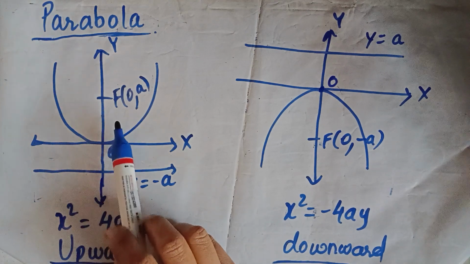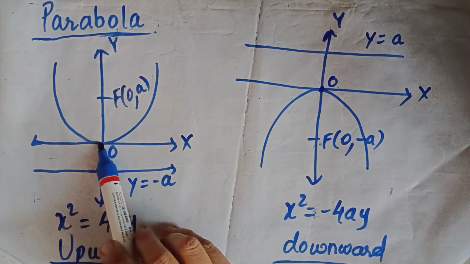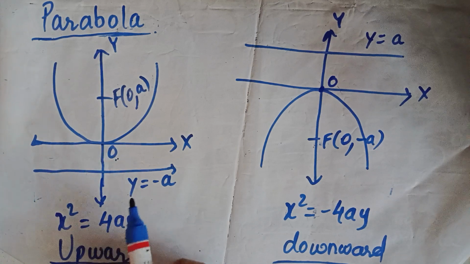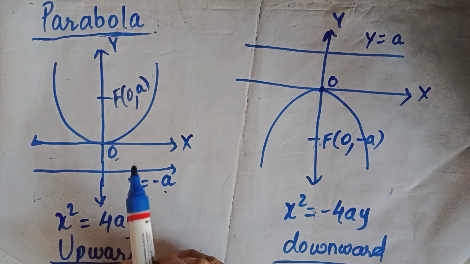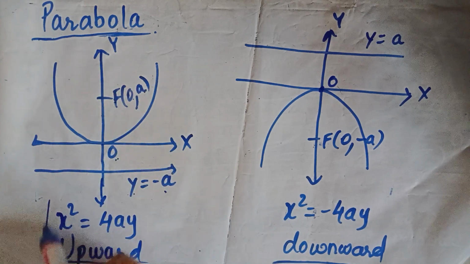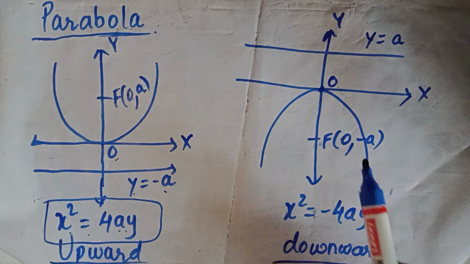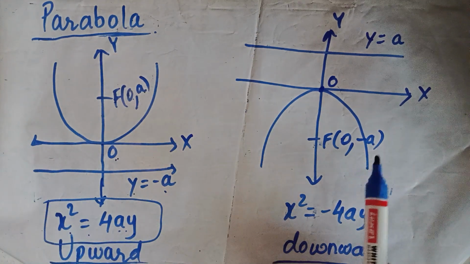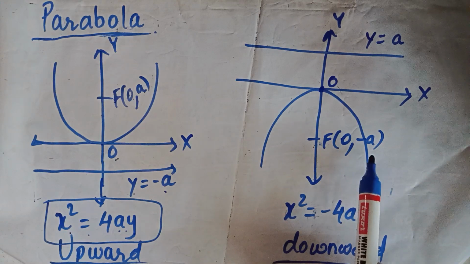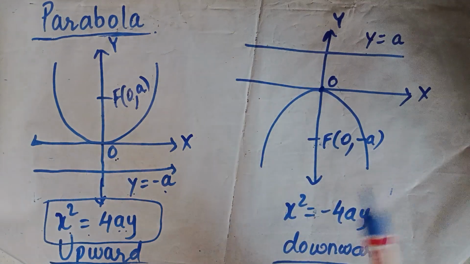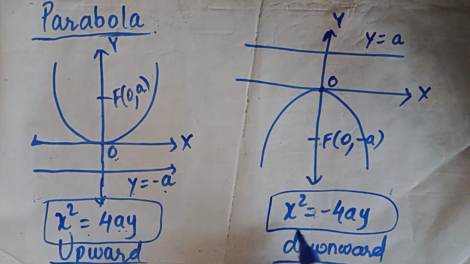So for the upward parabola, the vertex is (0, 0), that is the origin. Okay, directrix is y equal to minus a, focus is (0, a). So the equation is x square equal to 4ay. Okay, downward parabola: focus is (0, -a), directrix is y equal to positive a, and the equation is x square equal to minus 4ay.